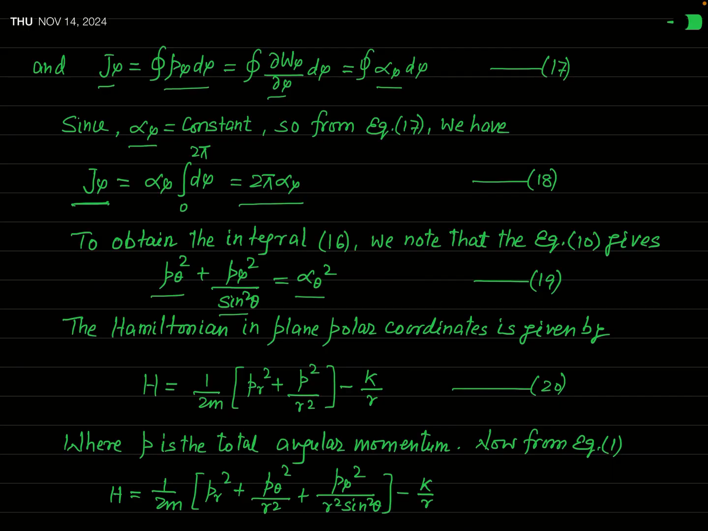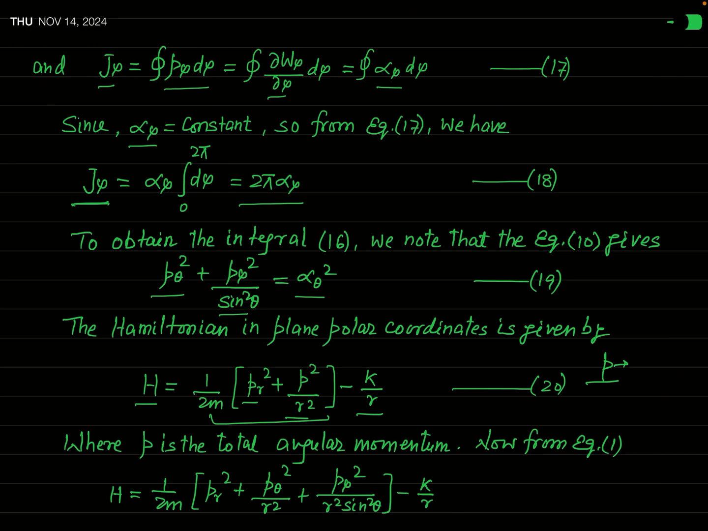Now, if you define the Hamiltonian in a plane polar coordinate system, you know, the Hamiltonian is defined as 1 over 2m times p r square plus p square over r square, minus k over r. Actually, this is the term for kinetic energy. And this p r square over 2m is the radial part of the kinetic energy, or radial kinetic energy. And here this p is the total angular momentum.